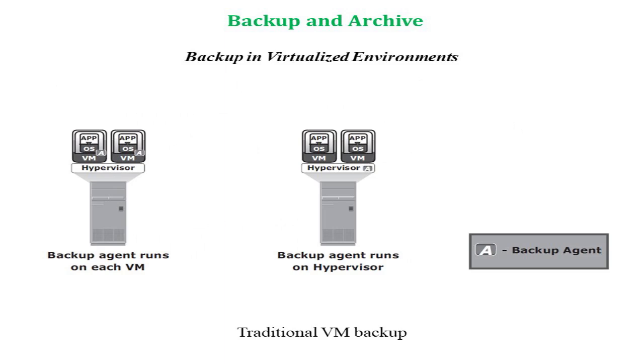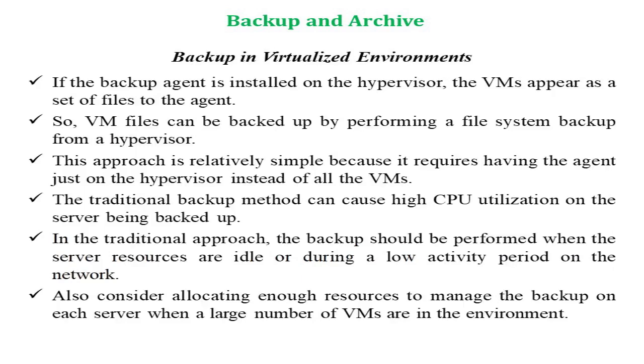We have a diagrammatic representation for traditional virtual machine backup. Backup agent runs on each virtual machine, backup agent runs on the hypervisor, and we have a backup device to go with it. If the backup agent is installed on the hypervisor, the virtual machines appear as a set of files to the agent. So, virtual machine files can be backed up by performing a file system backup from the hypervisor. This approach is relatively simple because it requires having the agent just on the hypervisor instead of all virtual machines.